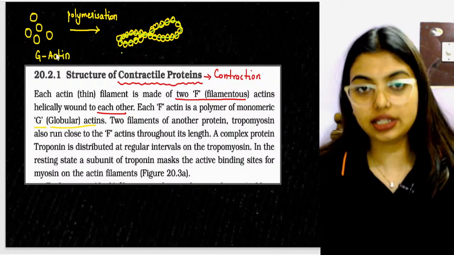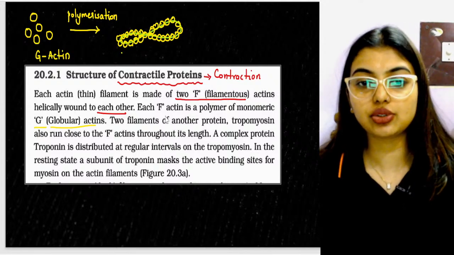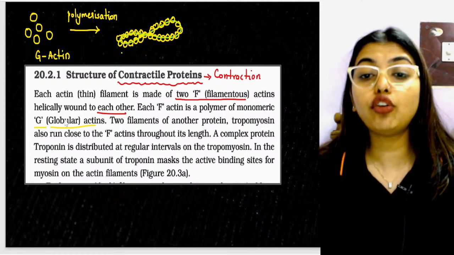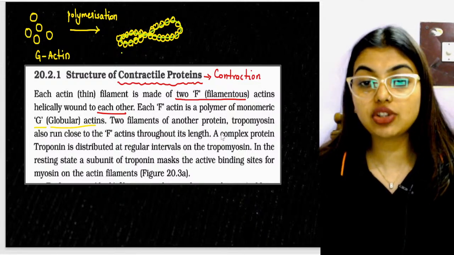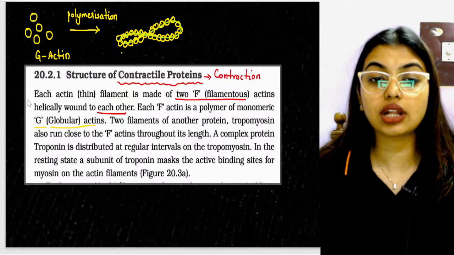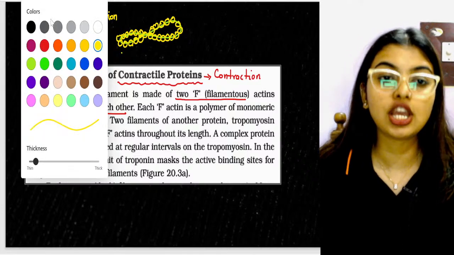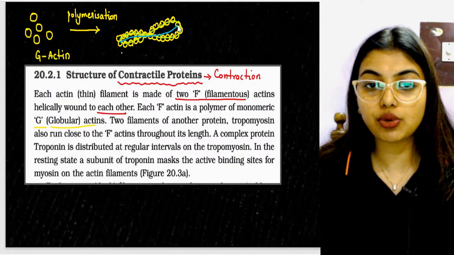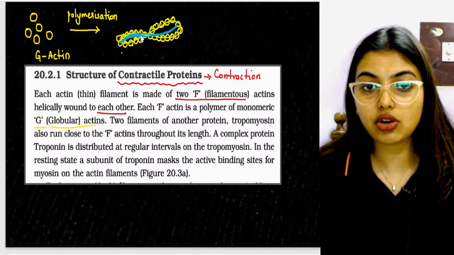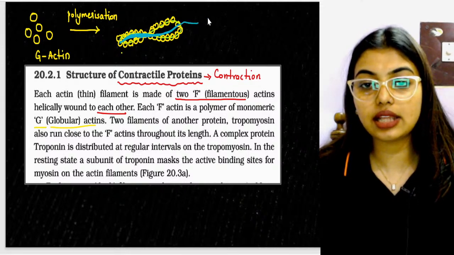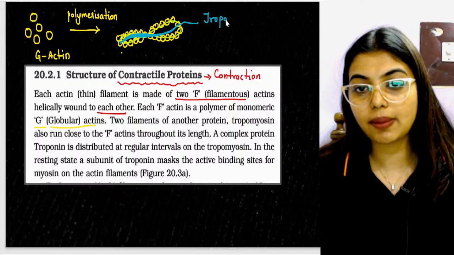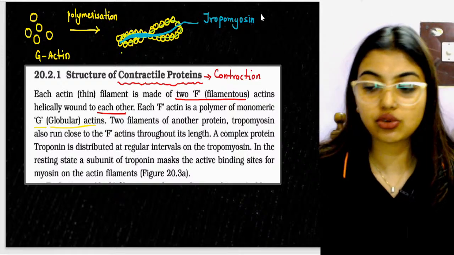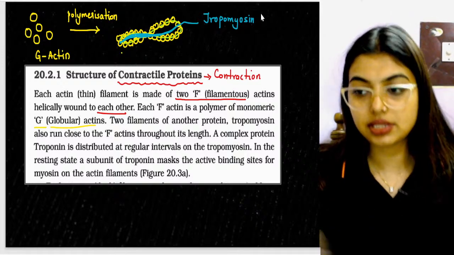So students, G actin was called globular actin. Each F actin is a polymer of monomeric G actins. Two filaments of another protein called tropomyosin also run close to the F actin throughout its length. So between these there is one person who is going to run across the length, and that is none other than your tropomyosin. Got it, all of you? Yes or no? Tropomyosin is the one who is going to run.